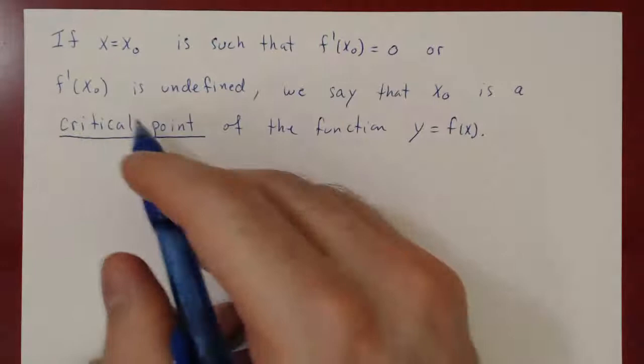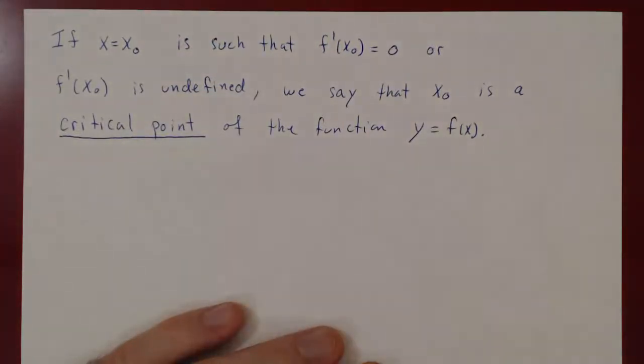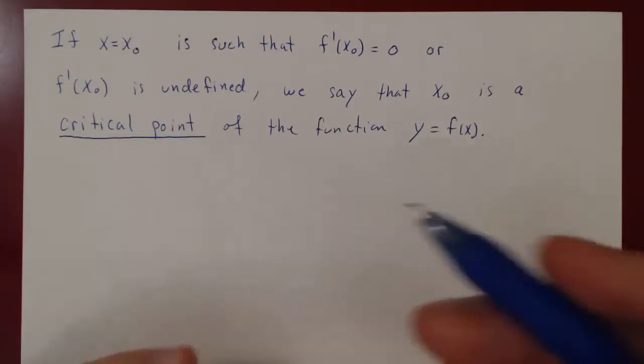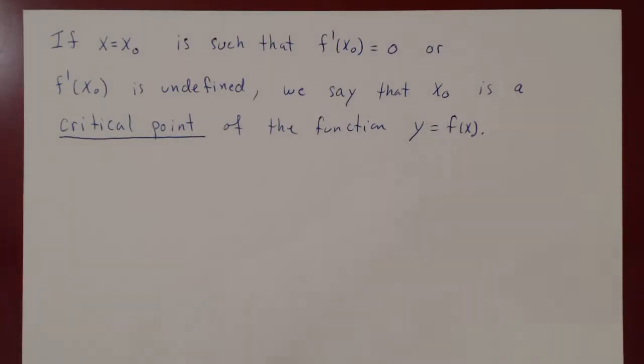And we use the word critical because those are really critical points. They're really, really important points. Because, again, think of what you want from the first derivative. You want to know where the curve is increasing or where it's decreasing. So as long as the first derivative is positive, the graph is increasing, nothing will change. As long as the derivative is negative, the graph is decreasing, nothing will change.